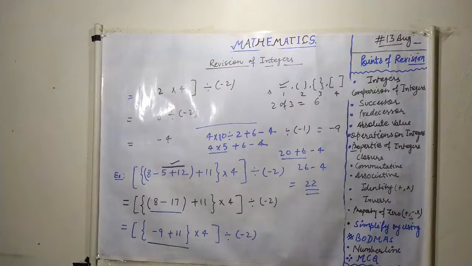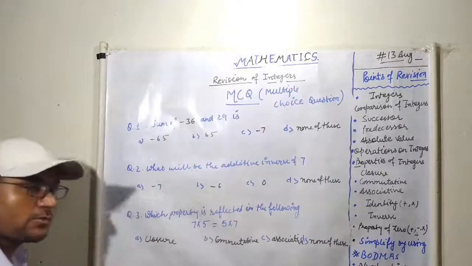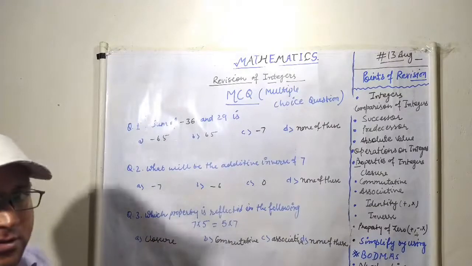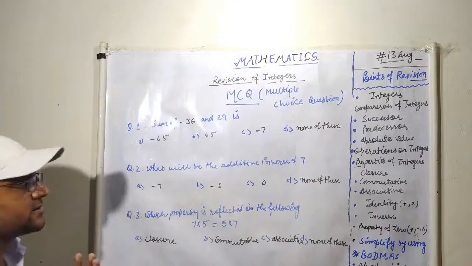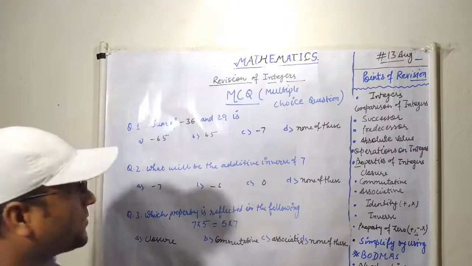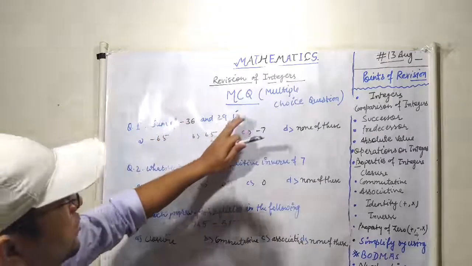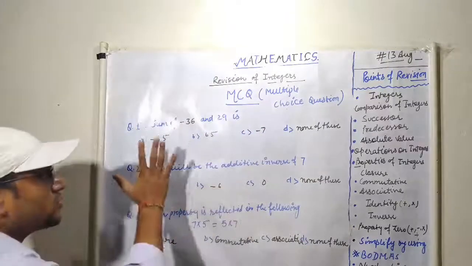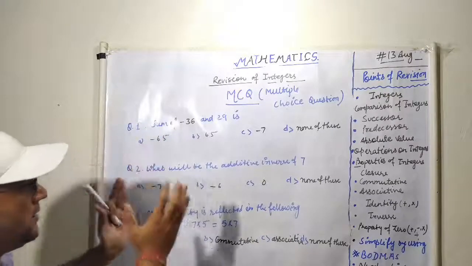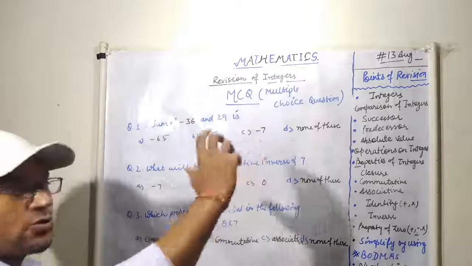Okay students, MCQ type questions. Multiple choice type question, there is only one correct option in this one, so you can choose that correct option. Here, the sum of minus 36 and 29: first you solve the left side or right side, and then after you will see which option is going to be correct.